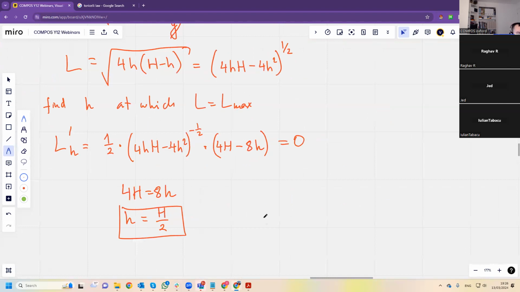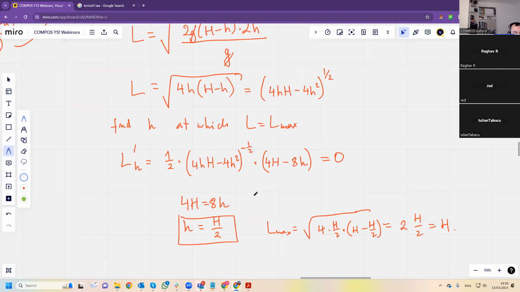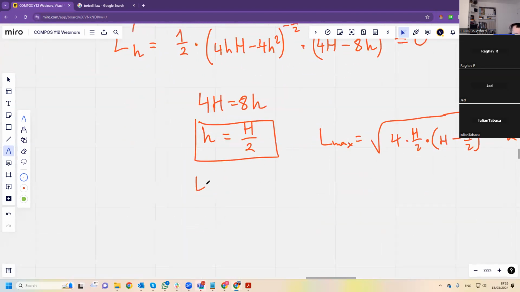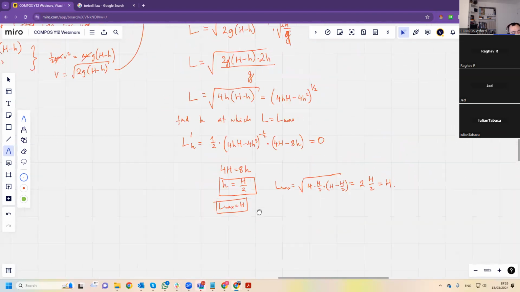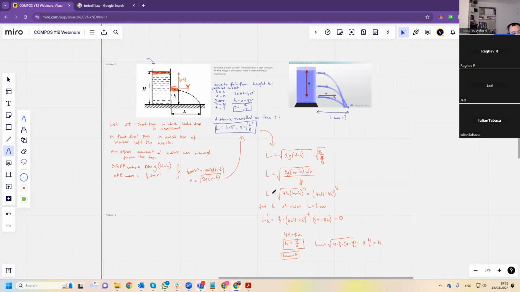And L max is the square root of 4 multiplied by h over 2 multiplied by h minus h over 2, which is going to be 2h over 2, which is h. Oh, interesting. The maximum distance that you can achieve is actually equal to h. L max is h. That's quite interesting.